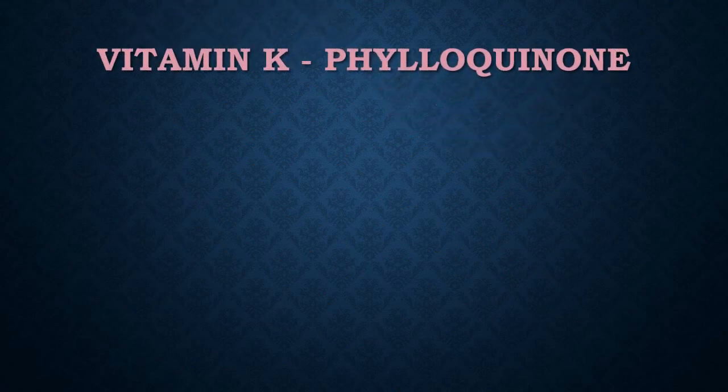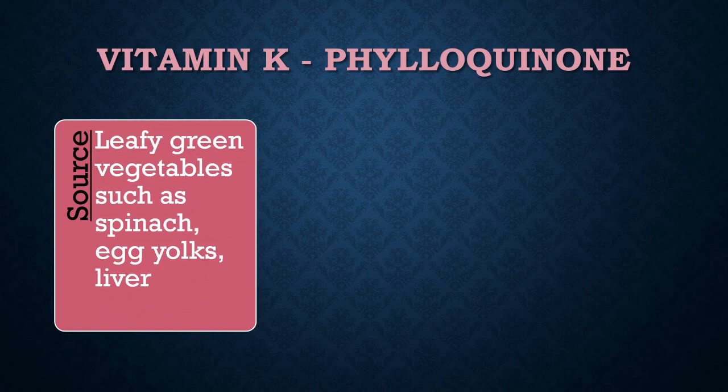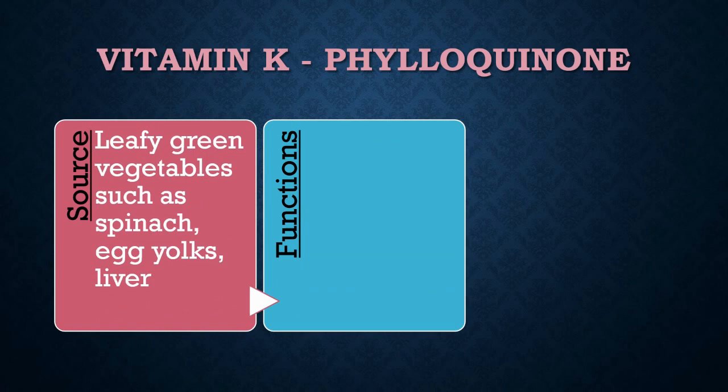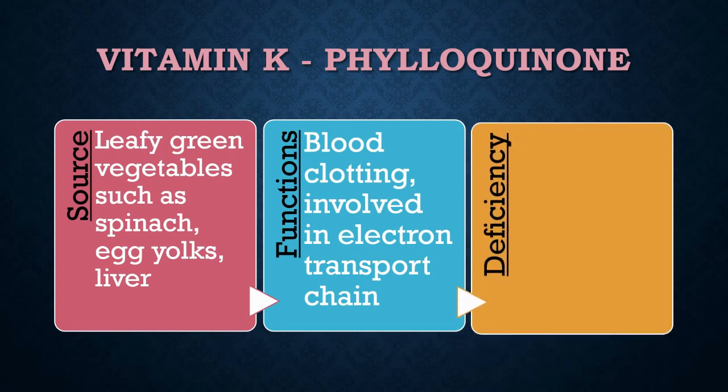The last in the vitamin series is vitamin K, otherwise called phylloquinone. The sources of vitamin K are leafy green vegetables such as spinach, egg yolks and also liver. The function of vitamin K is that it helps very much in blood clotting. Whenever there is a cut and there is blood flow, vitamin K helps in clotting of the blood. It is also involved in the electron transport chain.